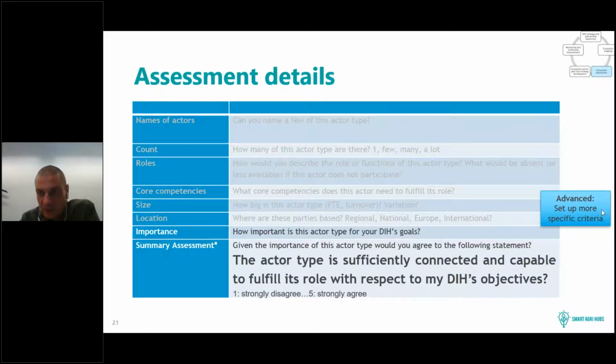That's time. All right. Anyone willing to share the experience in giving importance and a summary assessment to the actor type that you have rated? I'm trying to ask one voluntarily. If you don't feel comfortable, just say no, okay? Marco Brokin, are you willing to share your experience?